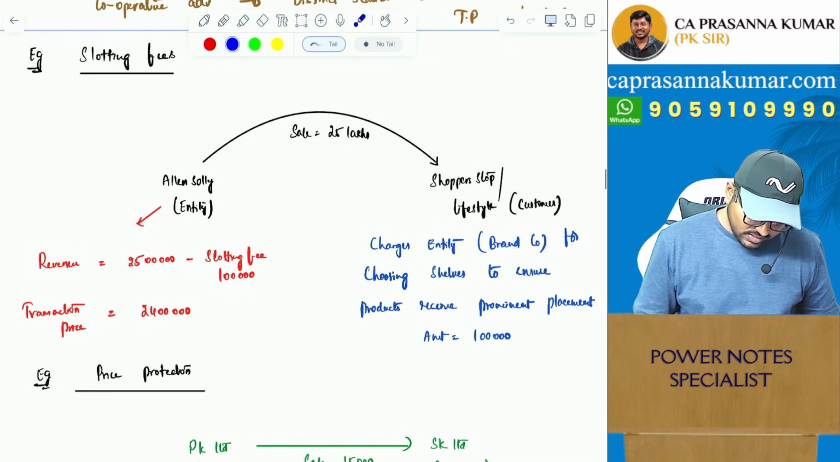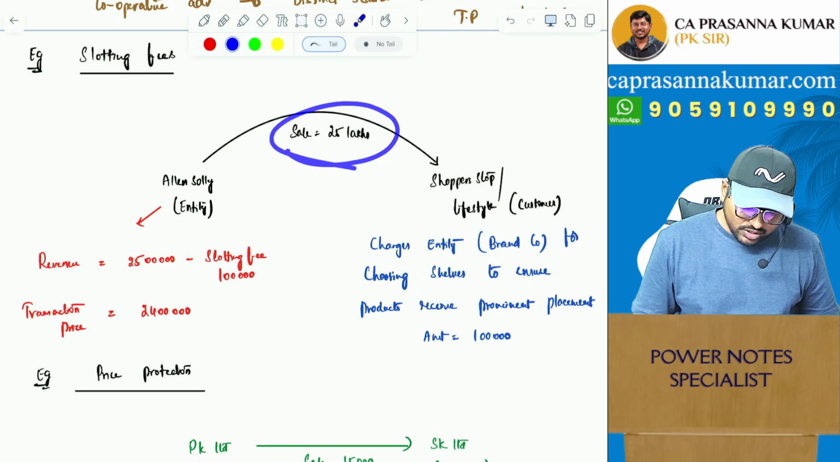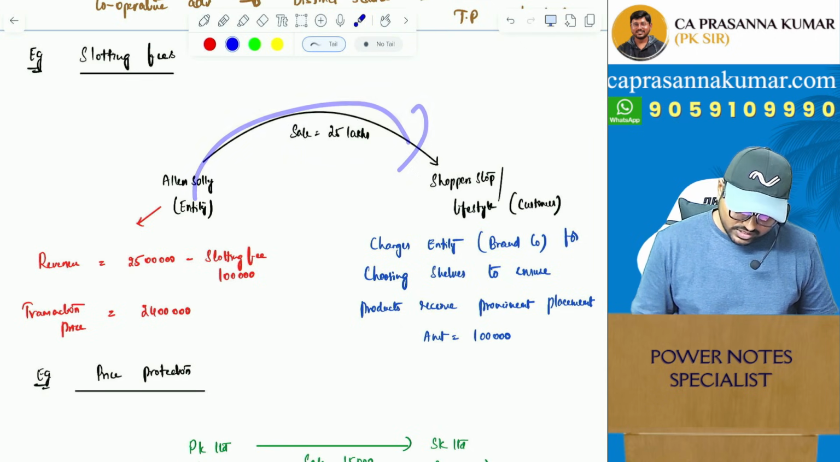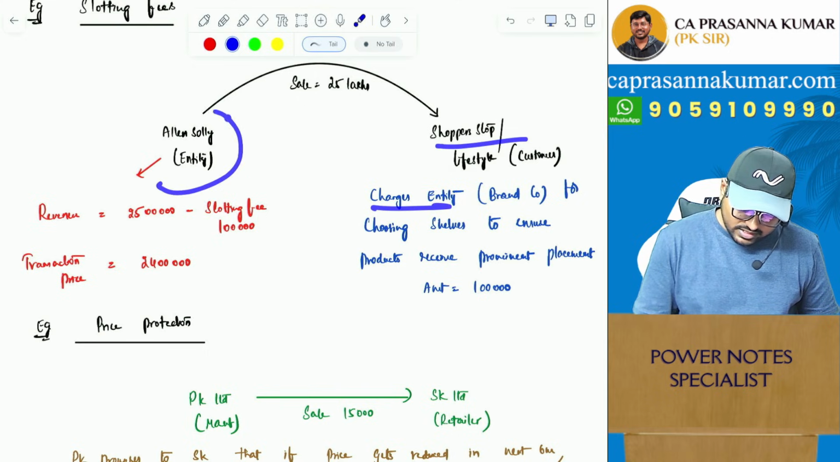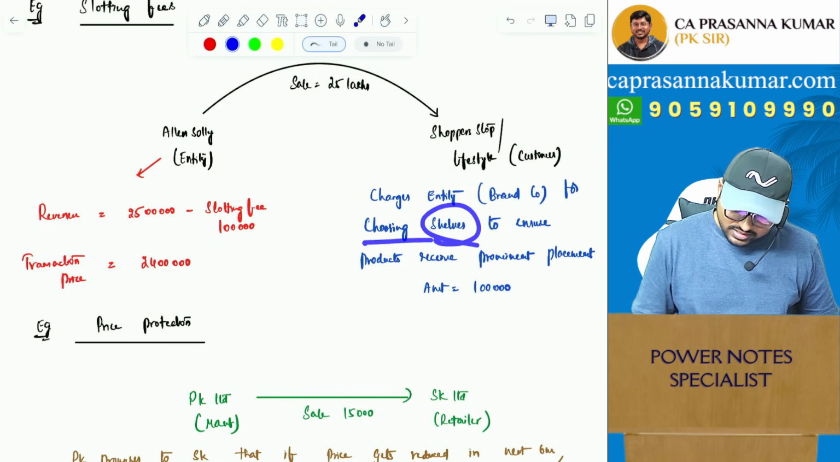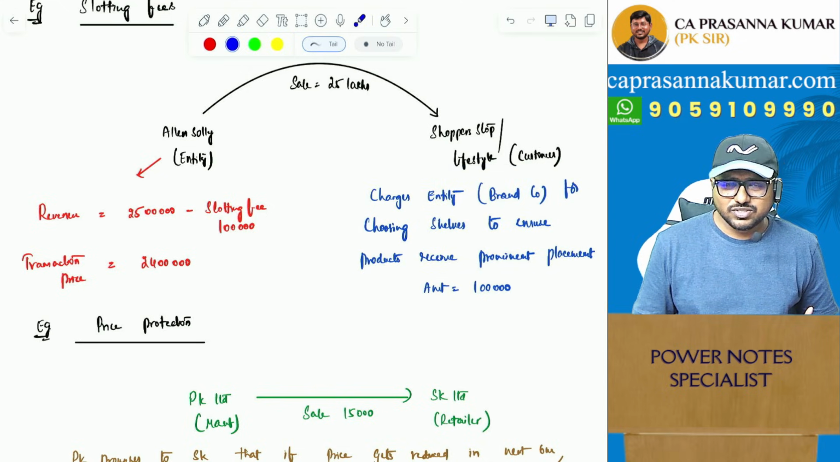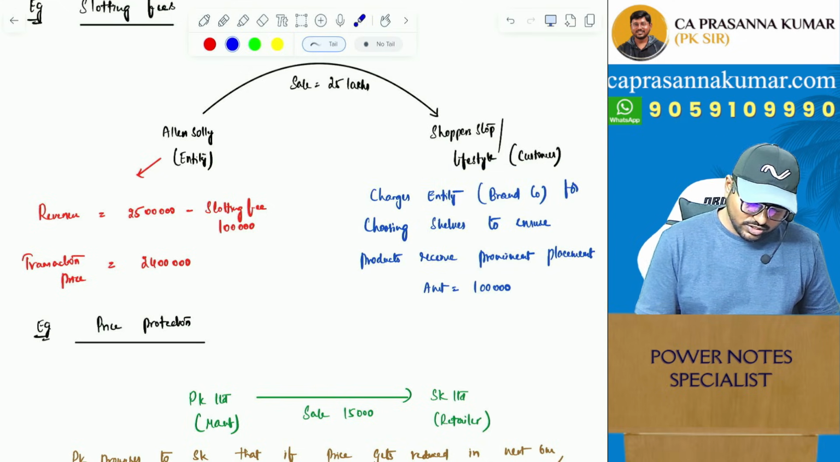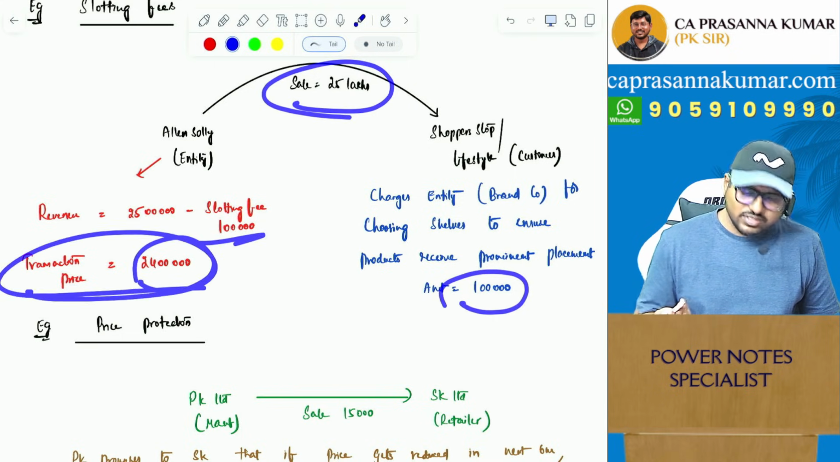Yeah. See here. Alan Solly is the entity. Shopper Stop or Lifestyle is the customer. Sale value is 25 lakhs. It has sold its garments. Now, Shopper Stop is charging the entity, that is Alan Solly, for choosing shelves to ensure products receive prominent placement. This is nothing but a slotting fee. Amount is 1 lakh. So there is no distinct good or service. Therefore, what you'll do, reduce it from the transaction price. Transaction price is 25 lakhs. This 1 lakh has to be reduced. So the net transaction price will be 24 lakhs.